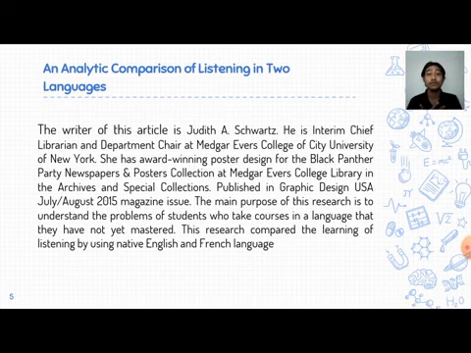The main purpose of this research is to understand the problem of students who take a course in a language that they have not mastered, and this research compares learning of listening by using native language and native English and French language.